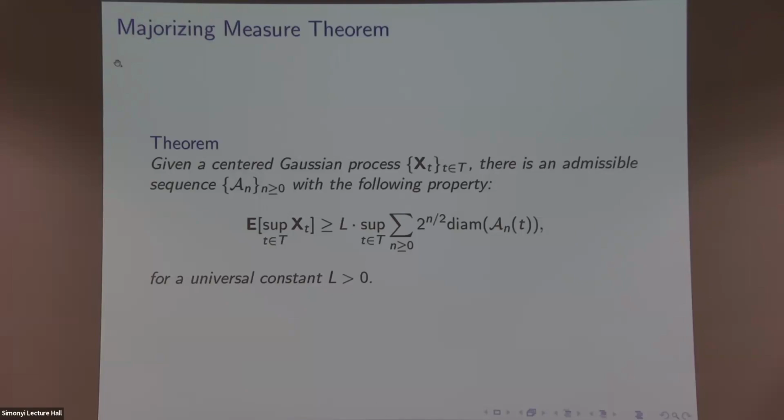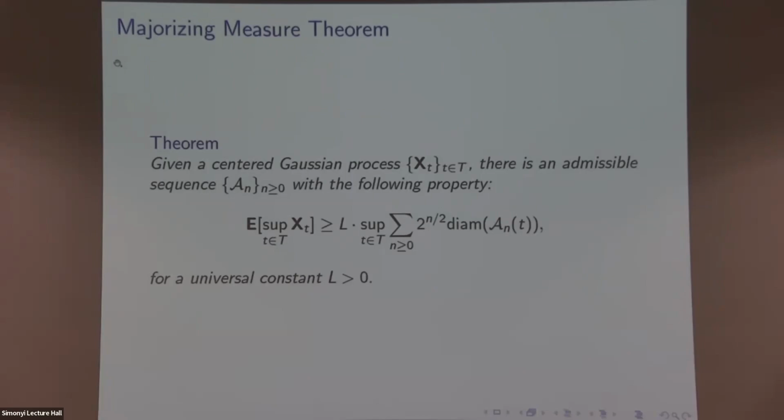And now what is the majorizing measure theorem? The majorizing measure theorem says that if you take any centered Gaussian process, there is a clever choice of an admissible sequence such that the expected sup is lower bounded by this quantity: a universal constant times the sup over every possible vector t of the sum over n of 2 to the n over 2 times the diameter of A_n(t).